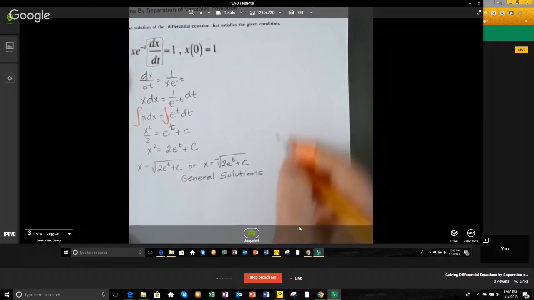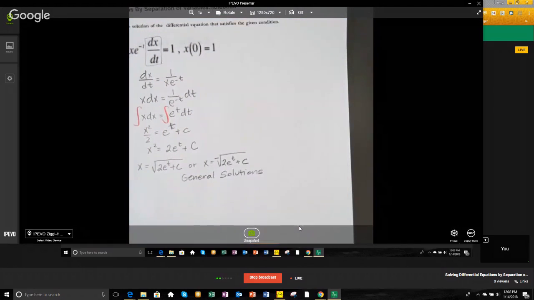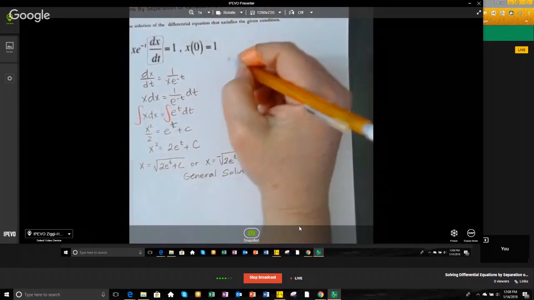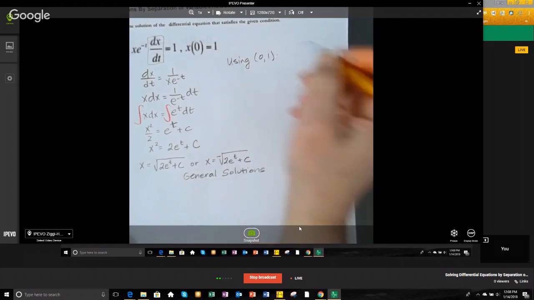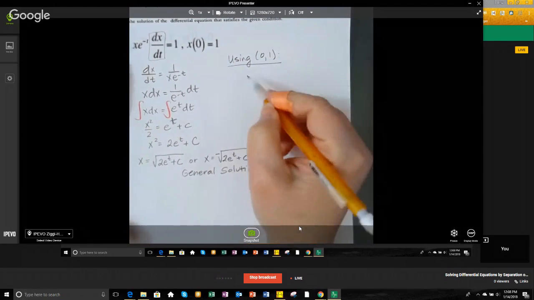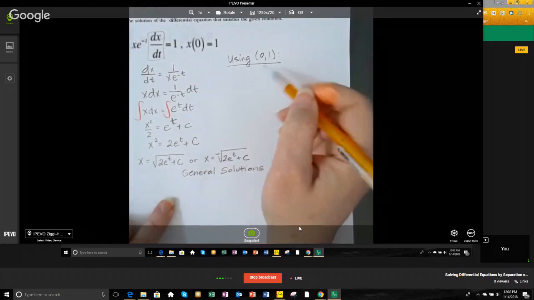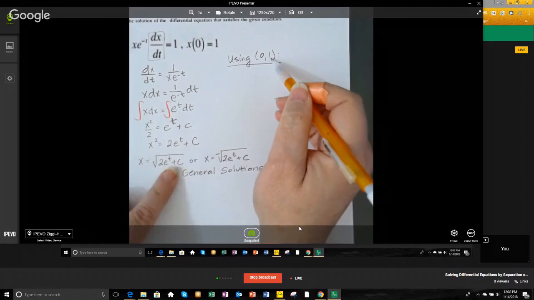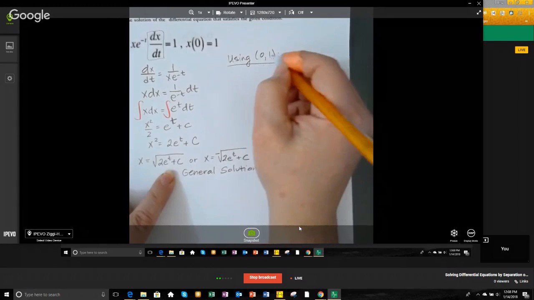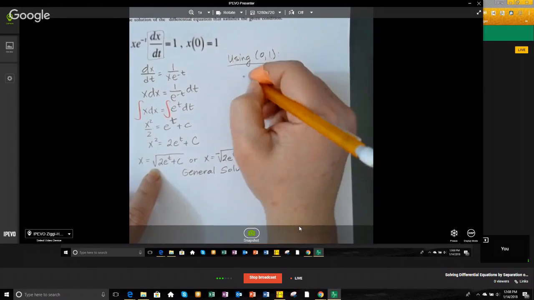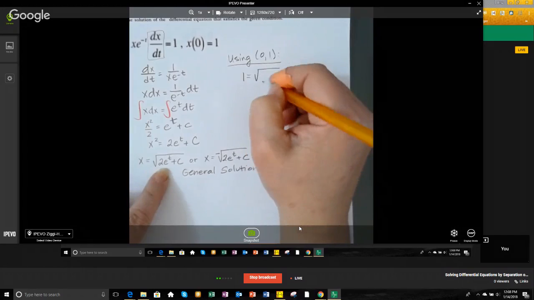I should say general solutions. And now we're going to solve for the particular solution using 0, 1. And it's nice to tell the grader what you're doing. And since the y is positive, I'm going to use the positive general solution again. So we're going to say x of 1 equals the square root of, now t here.